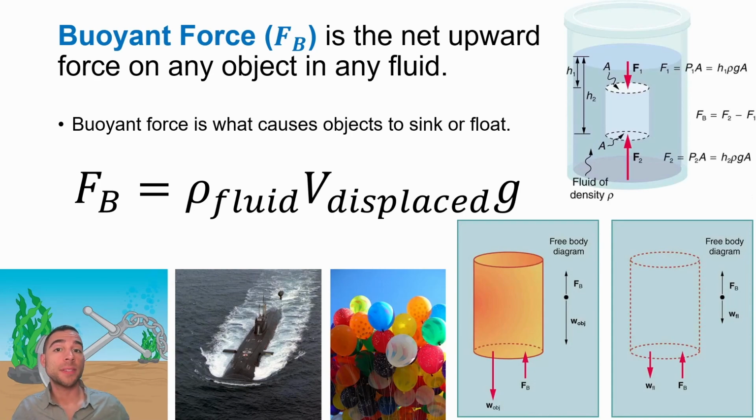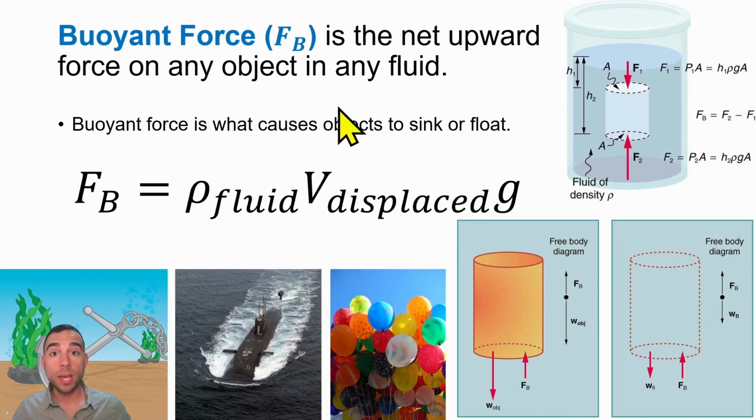This gives rise to a concept called buoyancy. The buoyant force is the net upward force that acts on an object submerged in a fluid. So if you have an object in a fluid, it will always have at least some buoyant force pointing up. The buoyant force is what causes objects to sink or float. If the buoyant force that's pushing up on an object is less than the weight of the object itself, then this object will sink. And if the buoyant force is greater than the weight of the object, then the object will float.